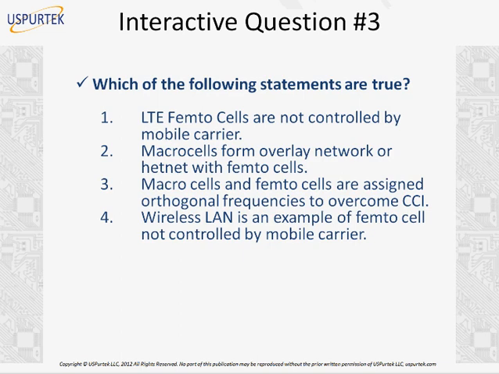Well, LTE femto cells are not controlled by a mobile carrier. Macro cells form overlay network or HETnet with femto cells. Yes, that is true. Macro cells and femto cells are assigned orthogonal frequencies to overcome CCI. Yes, that is true. We just talked about that. Wireless LAN is an example of femto cell not controlled by a mobile carrier. Now, what about this, number 4? Yes, that is true too.